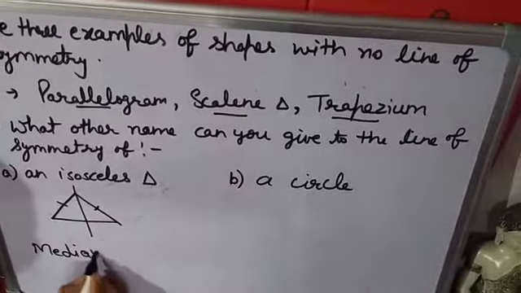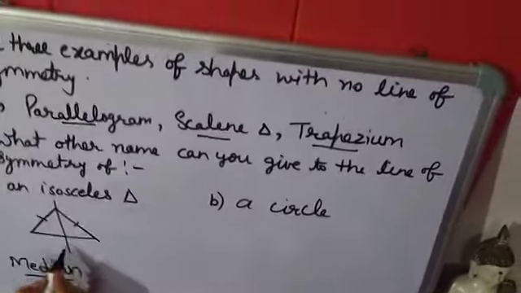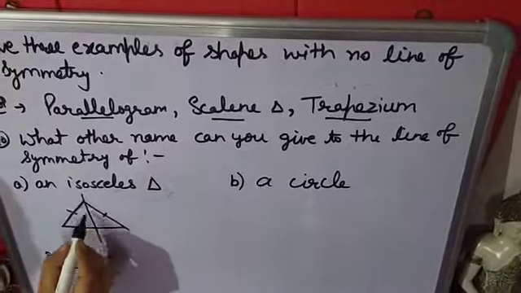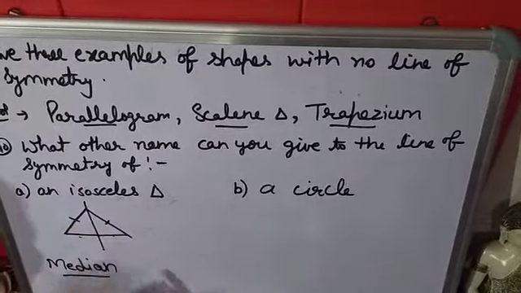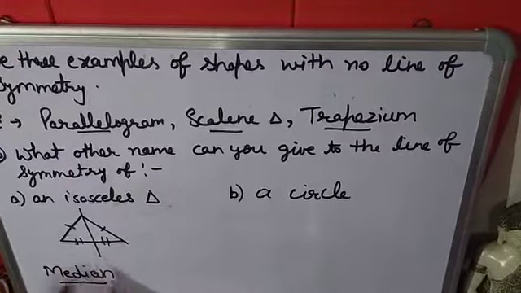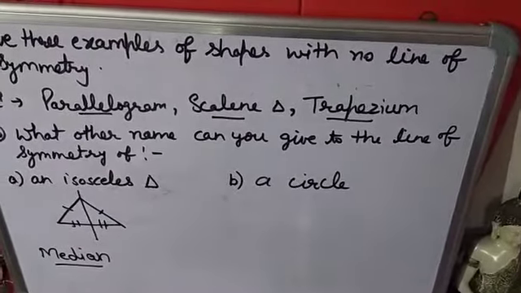You know about median. Median means that line that divides the opposite line into two equal parts. So the line of symmetry is also dividing this figure into two equal parts. So this and this part are equal. So this line of symmetry is called median also.